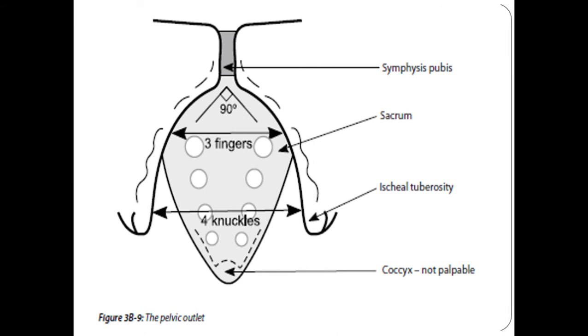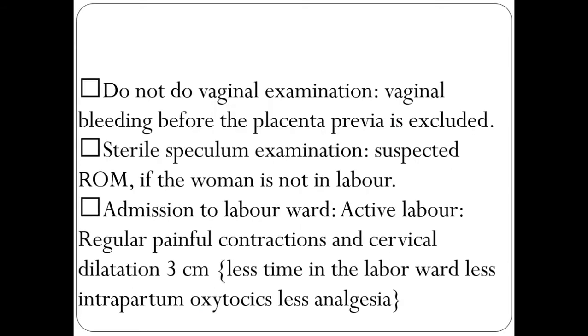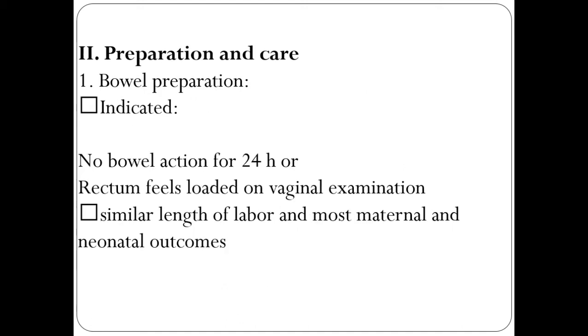And also we have to determine the pelvic inlet, outlet, and the pelvic cavity by our examination, which we call pelvimetry, by the examiner's hand. And of course, the vaginal examination should not be done in a placenta previa, or when placenta previa is suspected. Of course, we have to do this with completely aseptic technique.